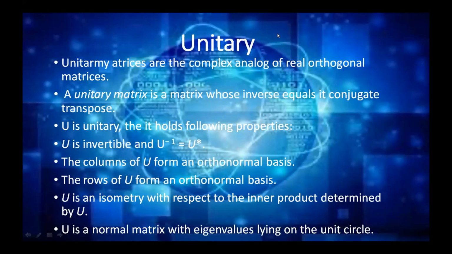Basically, a unitary matrix is a matrix whose inverse is equal to its conjugate transpose. If we say unitary, then it must hold some properties. Like it is invertible. Secondly, the columns of a unitary matrix must form an orthonormal basis, as well as the rows of a unitary matrix must also form an orthonormal basis. It is an isometry with respect to the inner product determined by U. And its eigenvalues lie on the unit circle. Okay. From here, we get to know about the term unitary.